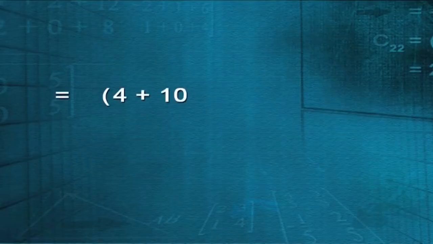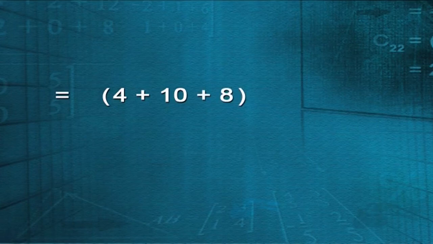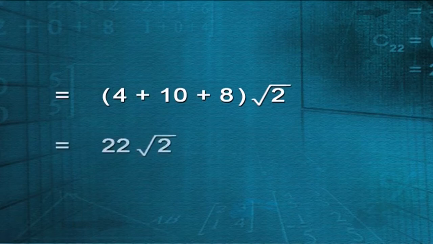Now, in all the three numbers, you have an irrational factor common. What is that irrational factor? That is under root 2. So, we can take that irrational factor common, and inside the bracket we will get 4 plus 10 plus 8, which is equal to 22 root 2. So, the whole expression can be reduced to 22 root 2. This is how we add two or more surds.